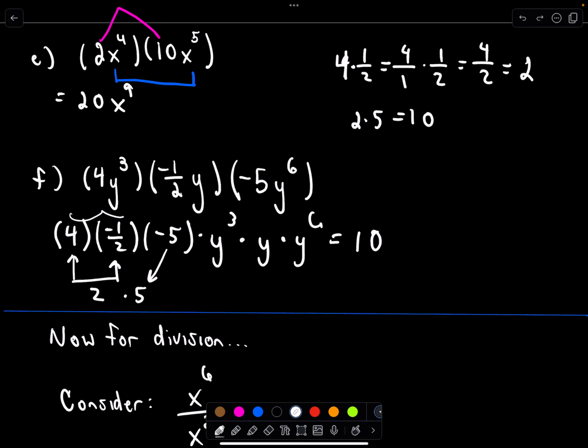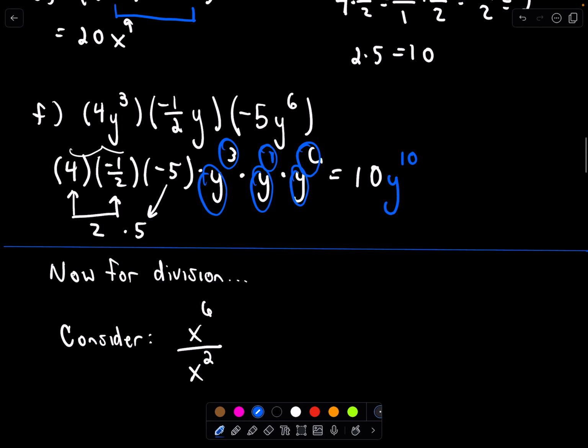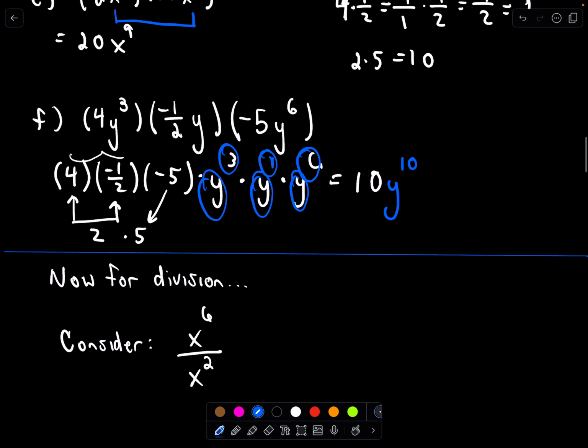And last but not least, okay, we've got all these like bases, y, y, y. So we're going to get a y. And then we just add the exponents. So again, my middle one there, that's going to be a y to the 1st. So 3 plus 1, that's 4. 4 plus 6 is going to be 10. So we actually get 10y to the 10th if we simplify that down. And of course, I showed a lot of extra steps. Once you've done a few of these, you'll simplify these down rather quickly.